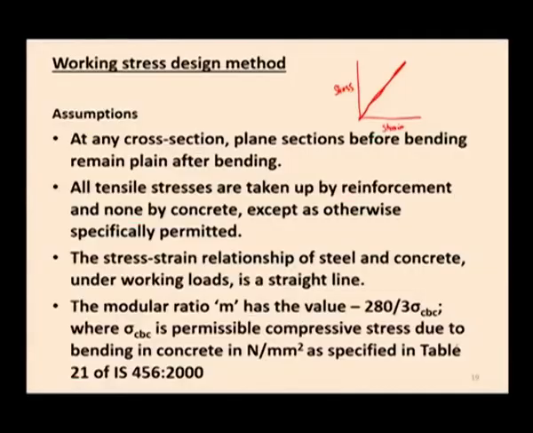Next, they have used the modular ratio, which we have discussed already in the first schedule; it is a well known concept from mechanics that they have used in the working stress method. The modular ratio m is equal to 280 by 3 sigma cbc, where sigma cbc is the maximum permissible compressive stress in concrete in bending, represented in Newton per millimeter square, which is also given in Table 21 of IS 456-2000.